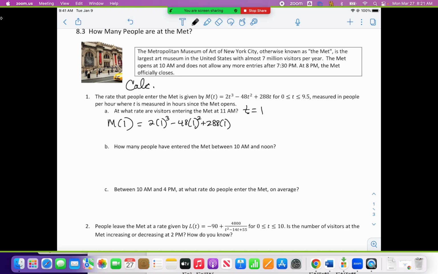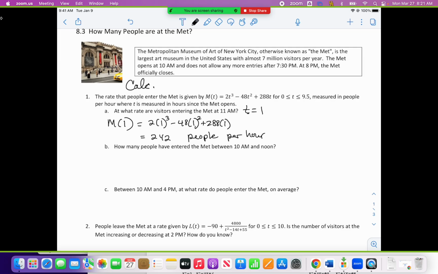All right, so did you get 242? Now, what would be the units? Look back in the problem, and what is M of T? People per hour? Yeah, this is people per hour. So, at what rate are visitors entering the Met at 11 a.m.? 242 people per hour at 11.